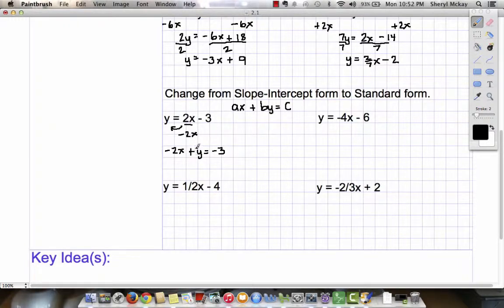Oh wait, there's always an imaginary 1, so my b would be 1 in this case, equals negative 3, and that's my c. Let's do this other one.